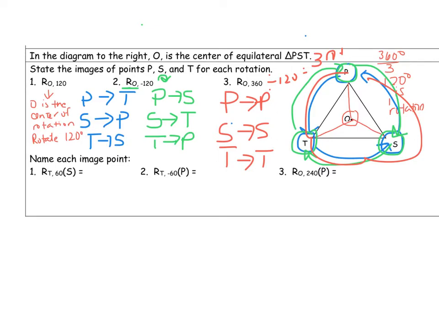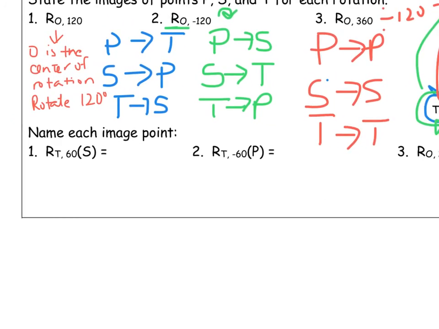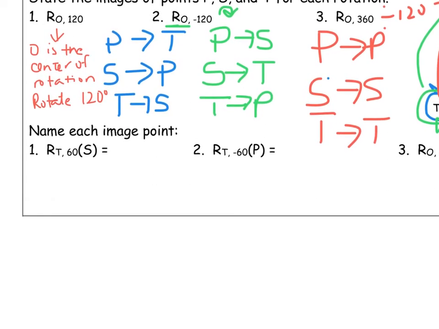Okay, so the examples on the bottom name each image point for the center of rotation. So these look a little bit different than the examples above. So I'm just going to write out what this means. This means that the center of rotation is T, so T is the center of rotation. So it's no longer the O in the middle.